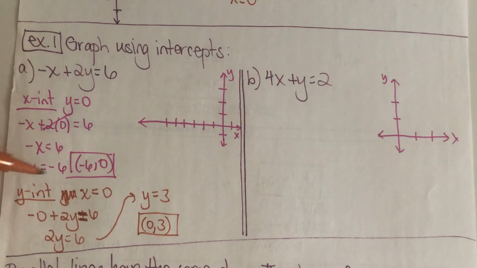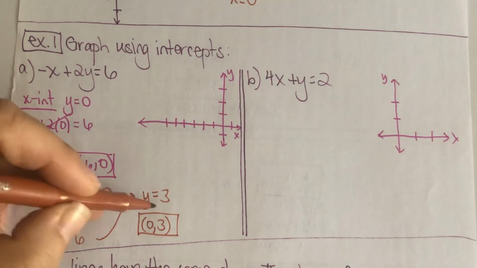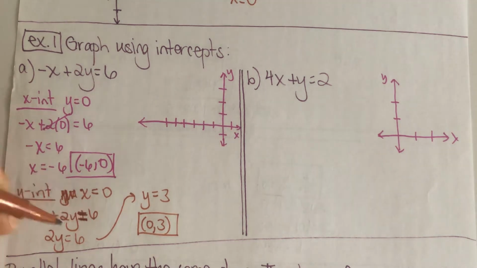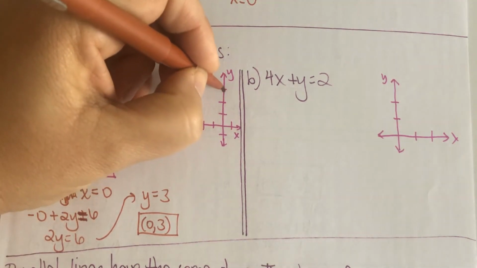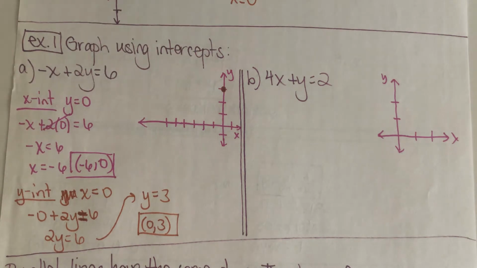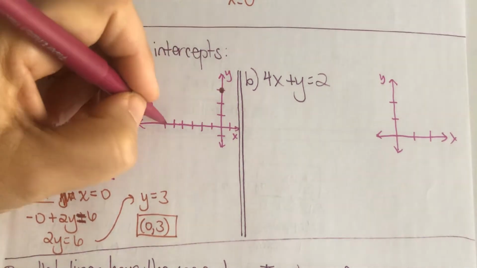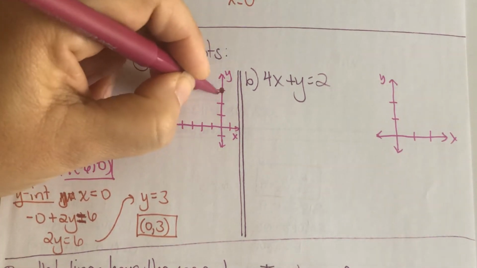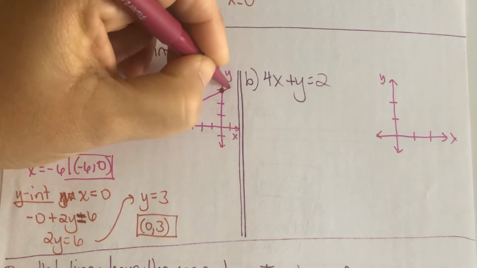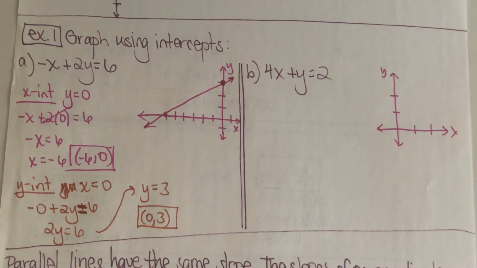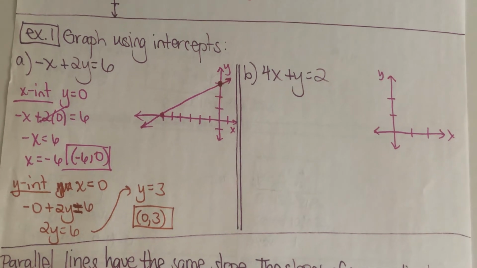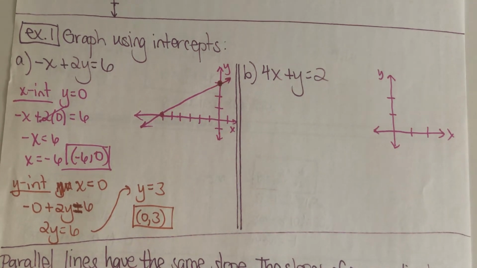Okay. This one was x comma y, and this one was x comma y. So I'm going to plot these points over 0 and up 3, and then over 6 to the left and up 0. And then I can just connect those dots, and there's my line. Okay. So pause yourself for a second and try B on your own. All right, so let's go through that really fast.